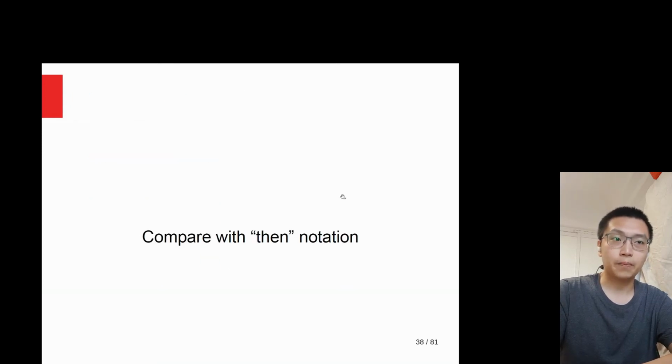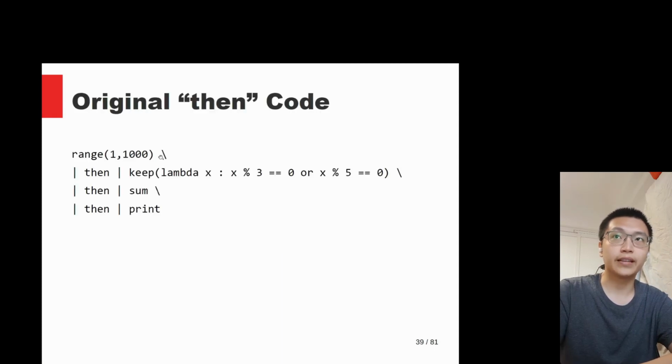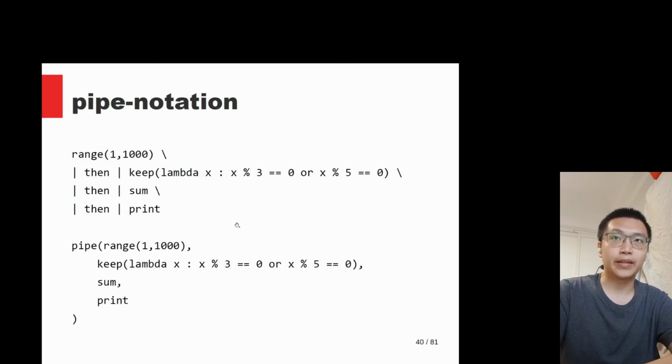And how does this compare with the then notation? Previously, the then notation code looks something like this. And if I write it in pipe notation, it would look something like this. What is similar between these two notations is that the step-by-step instruction is still written in multiple lines. It's still doing step 1, step 2, step 3 in order and written like such.